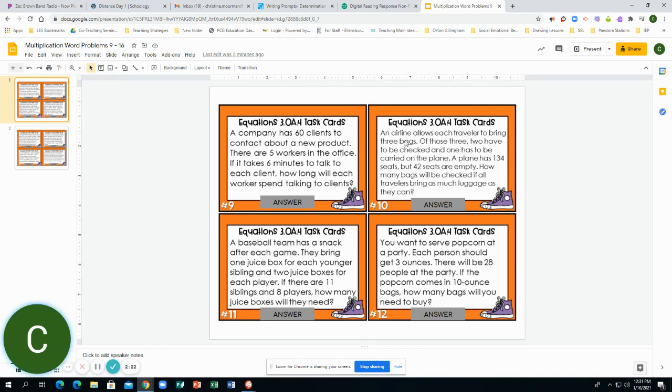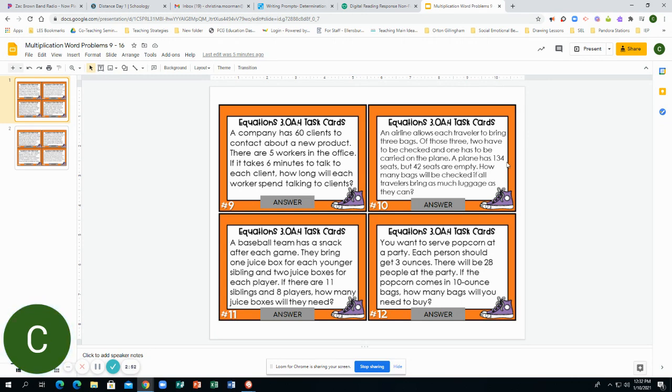Okay, number 10. An airline allows each traveler to bring 3 bags. Of those 3, 2 have to be checked, and 1 has to be carried on the plane. A plane has 134 seats, but 42 seats are empty. How many bags will be checked if all travelers bring as much luggage as they can? Oh my goodness, where do we start?